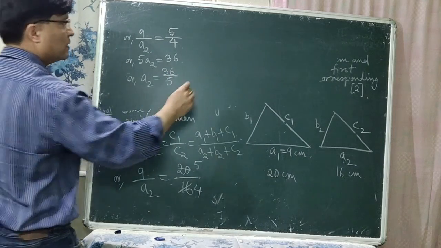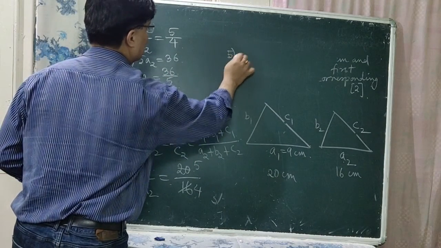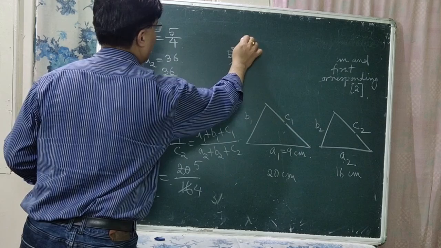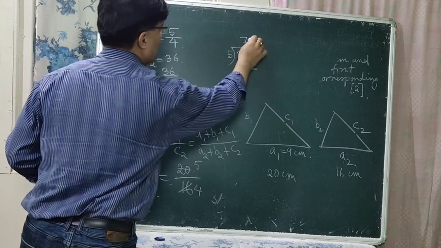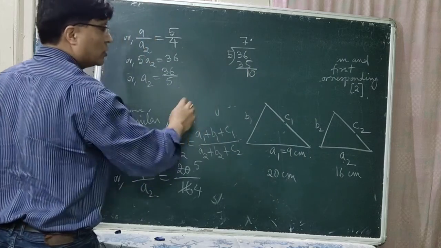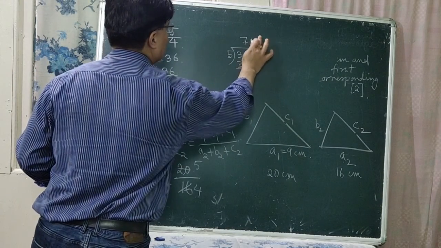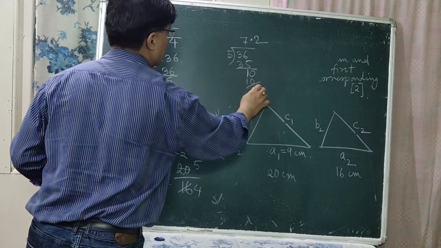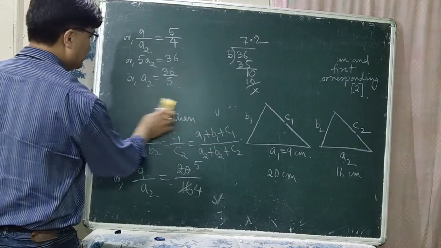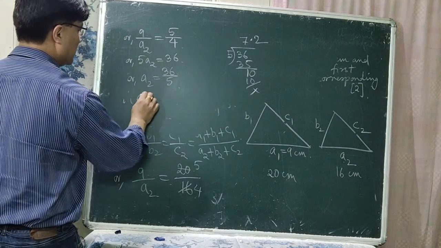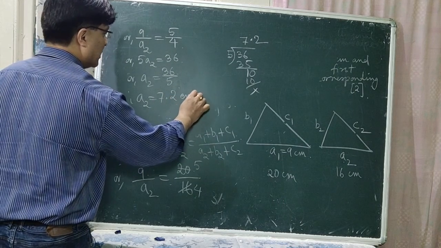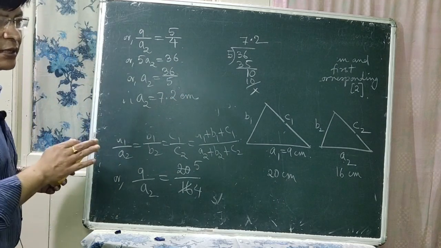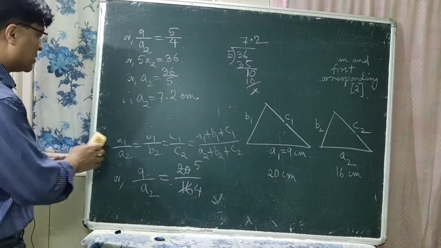Now you can divide it, you know how to divide it, isn't it? So 5 7s are 35, 6 minus 5 is 1, 0.0, so it is 5 2s are 10. So this is 5 2s are 10, right? So what is a2 here? Therefore this is a2 is equal to 7.2 centimeter. So what is the length of the corresponding side of the second triangle?